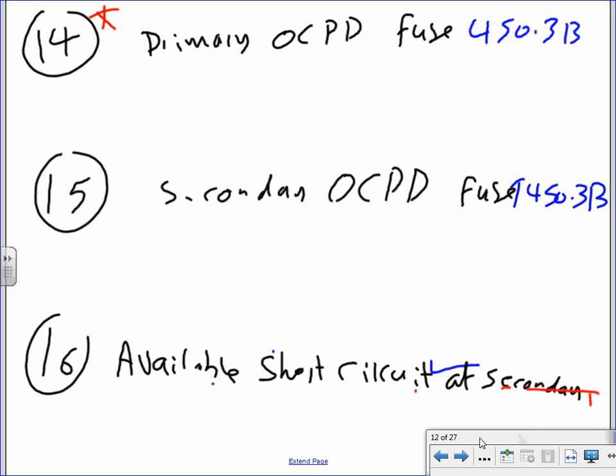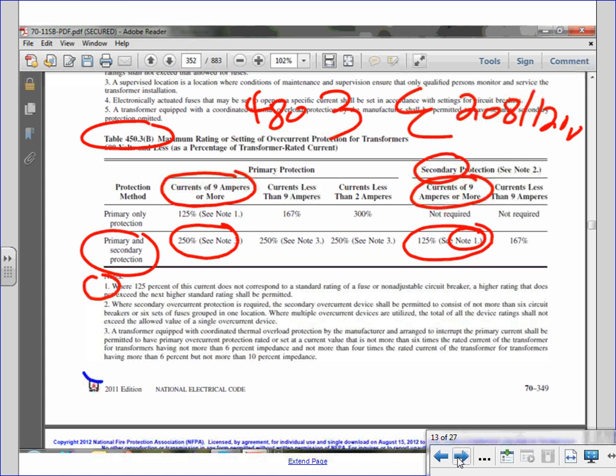14, primary overcurrent protection device. Now, for the primary overcurrent protection device, I want to go to this table. You guys have this table, right? This is Table 450.3(B). The one that I showed you here was 450.3(A). You use A if the primary or the secondary or both was higher than 600 volts. You use B if the primary and the secondary, both of them, are 600 volts or less.